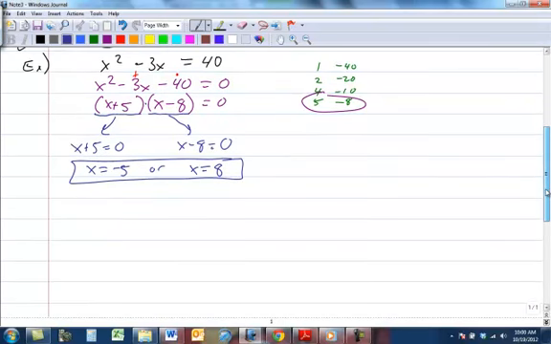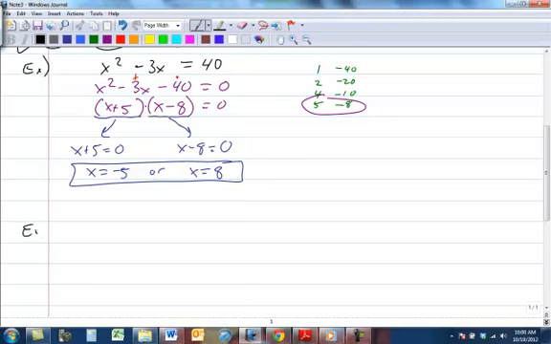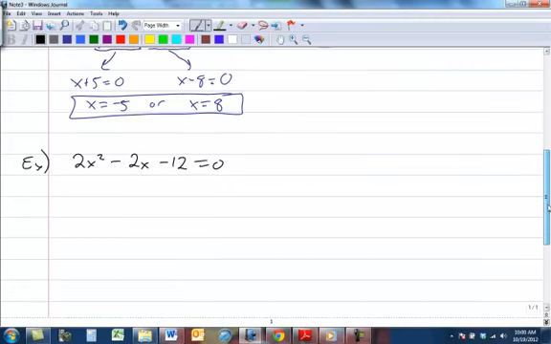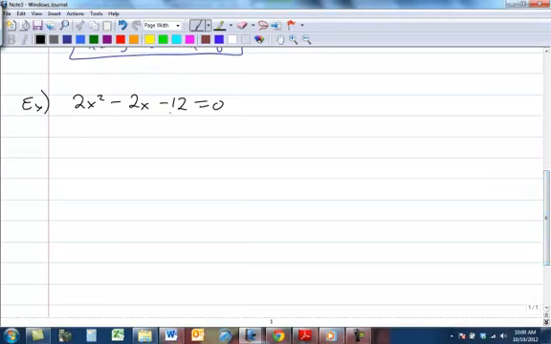Let's do another one. Last one. 2x squared minus 2x minus 12 equals 0. All right, so it's equal to 0, so we can do the zero product property after we factor this. However, whenever you factor, the first thing you always look for is a GCF. Does this have a GCF? Sure, it's got 2, right? So a 2 comes out, you're left with x squared minus x minus 6 equals 0.